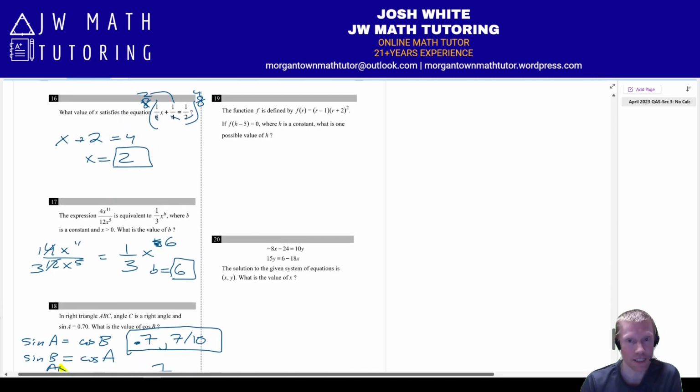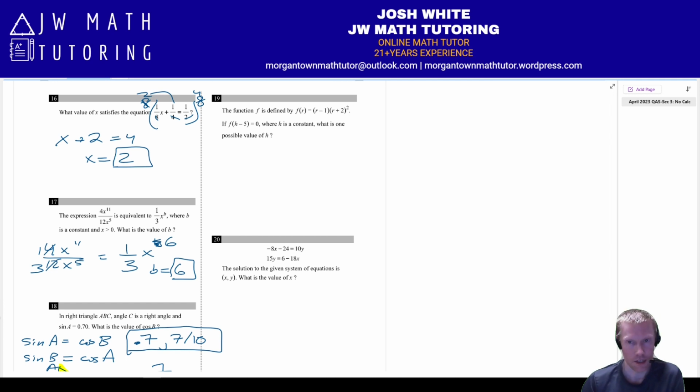Now for number 19, here you have a function. This looks like a fairly difficult advanced problem, but it's actually not that difficult to work out. It's a little tricky in the reasoning behind it, but in terms of the actual work, it's not bad at all. So here you have this function, and then it says, when you plug in some h minus 5 you get 0 as an output for this function. What does h have to be here?